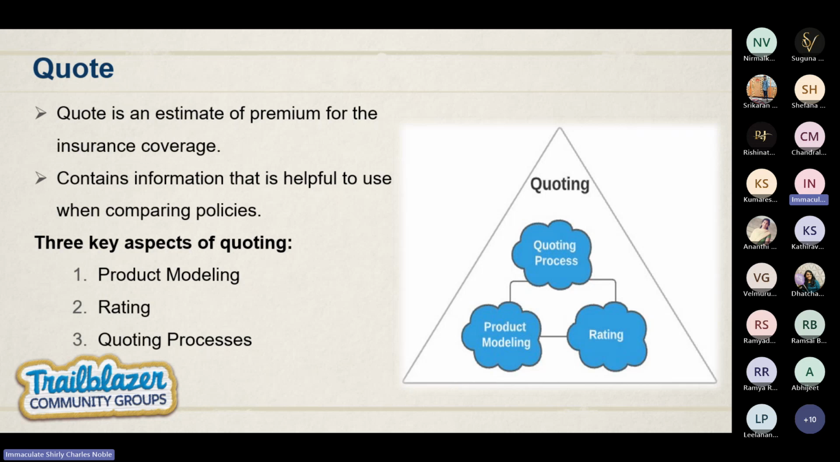The rating procedure prices the products that they are purchasing and it will send the prices to the quote. And the last one is the quoting process. Quoting process is the combination of product modeling and the rating process. It will create the final document and it uses the services to find the products and their rating.